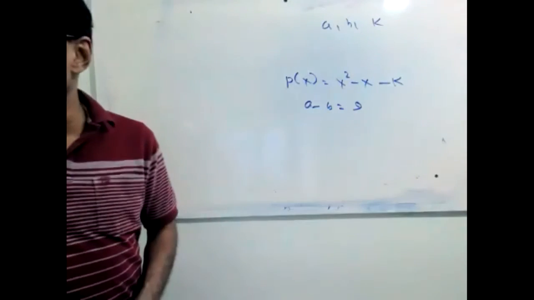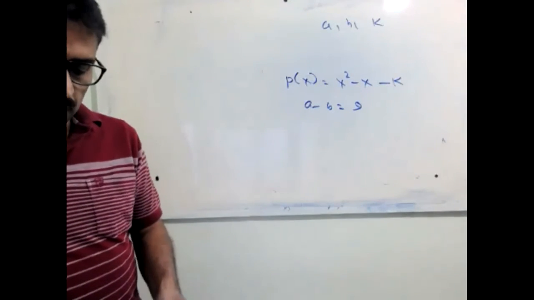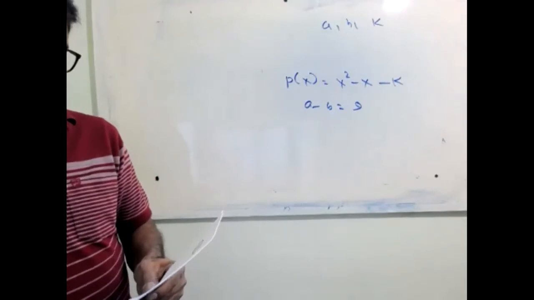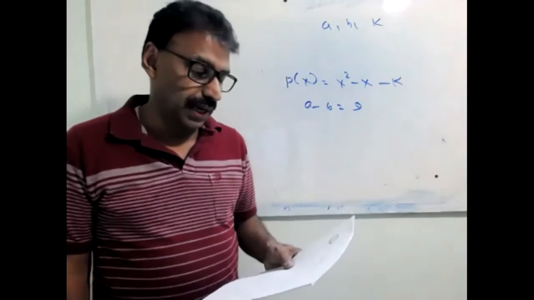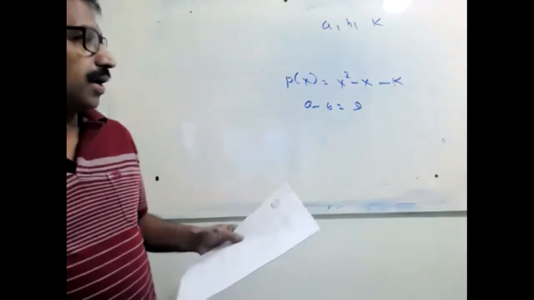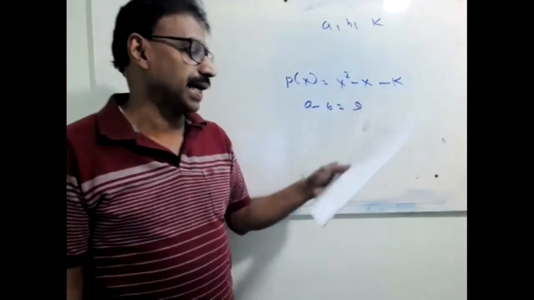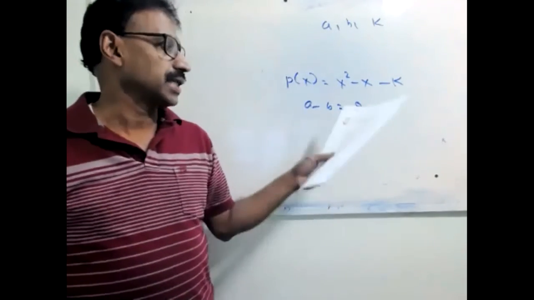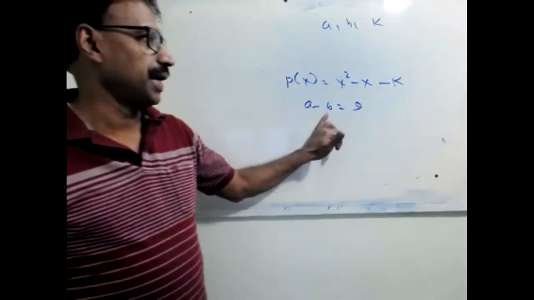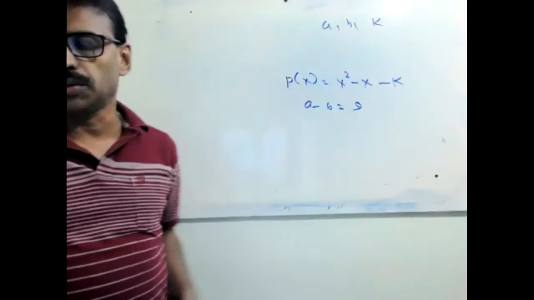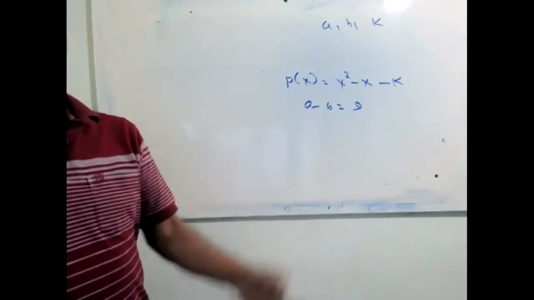Question understood? Listen here. If a and b are the zeros of the polynomial x square minus x minus k, such that a minus b equal to 9, find the value of a, b, and k. Do it now.